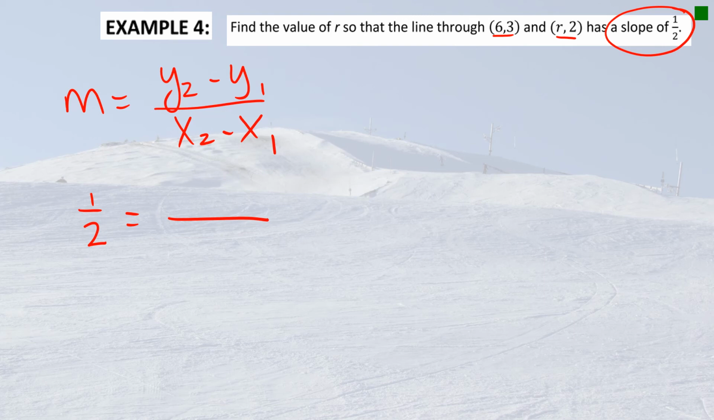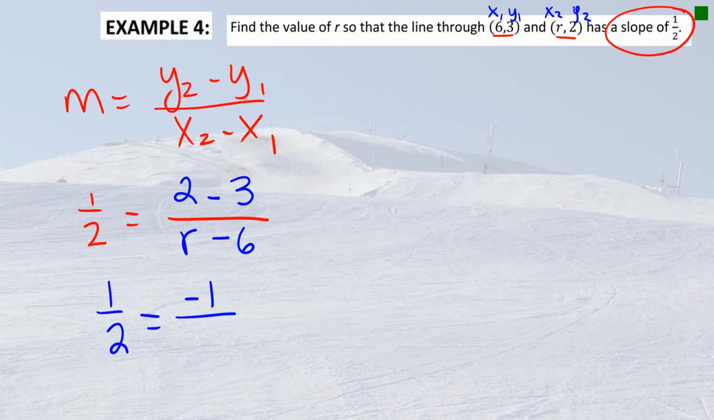And then I have y2 minus y1. Well, I'm just going to label these points real quick so I don't get confused. Here's my x1 and my y1, and my x2, which happens to be an r, and my y2. All right, so my y2 is 2, my y1 is 3. In the denominator, my x2 is r, and my x1 is 6. So big deal. Who cares if I have this r? I can do this because I know algebra. So I have 1/2 equals negative 1 over r minus 6.